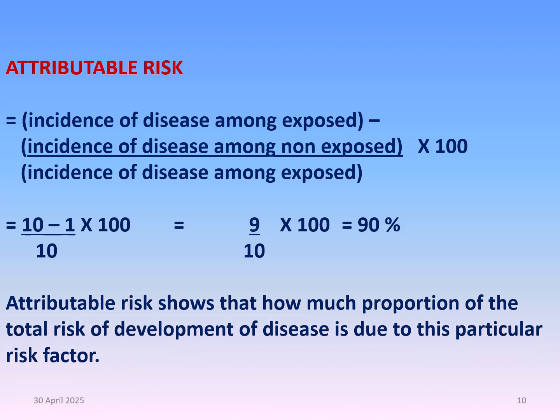Attributable risk shows how much proportion of the total risk of development of disease is due to the particular risk factor. Here, 90% of the risk of development of lung cancer is due to cigarette smoking. So attributable risk is 90%.